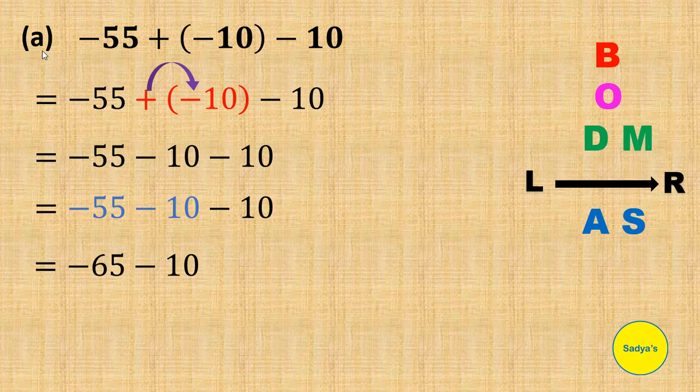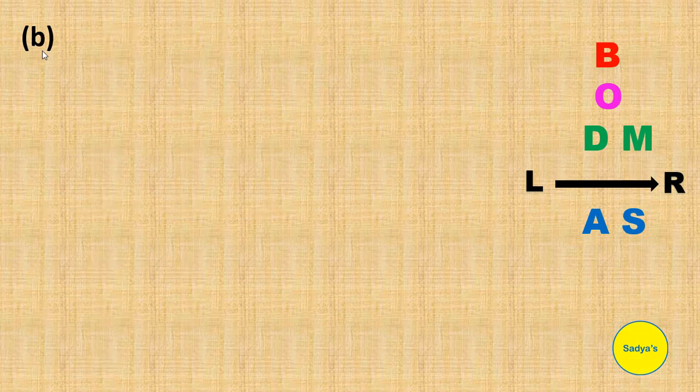Now again, two numbers are being subtracted. Both numbers have the same signs. So we will add the absolute values, and the sign of the larger number will be written. So here the larger number is negative 65. So the answer would be negative 75. If you have any confusion in the steps, I would highly recommend you to watch the videos on addition, subtraction, multiplication and division of integers again, because those concepts are being used here. Let's look at another example.